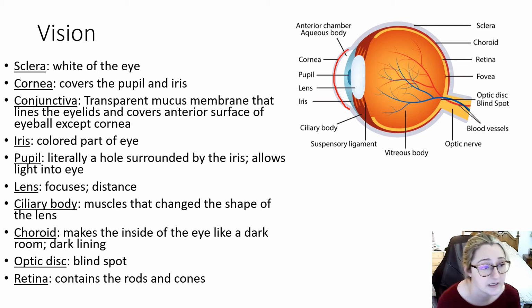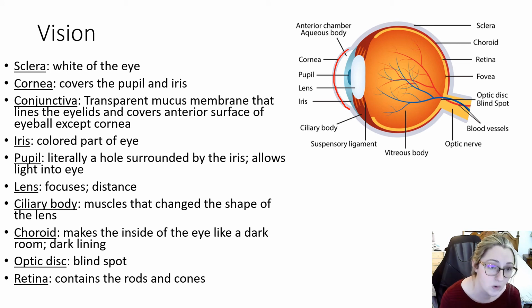Next we have the iris. This is the colored part of the eye. Whether your eyes are blue, green, gray, brown, or violet, that is the iris. The iris is going to surround the pupil. The pupil is not necessarily a structure, but a lack of a structure. It is just a hole. It is going to go straight through to the back of the eye, but not before it passes through the lens. The lens is going to serve the purpose of focus and your ability to see distance.